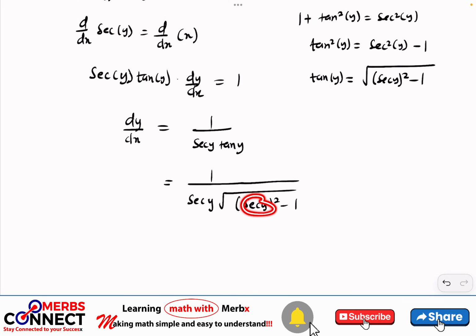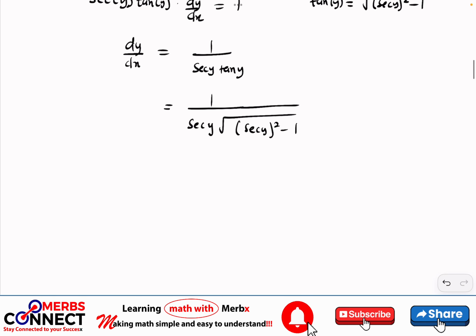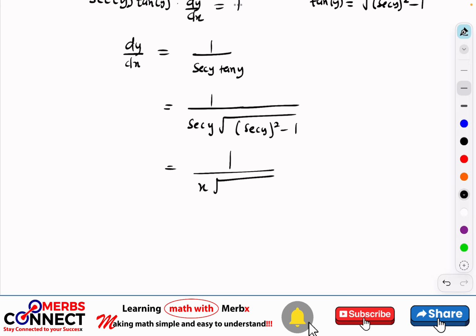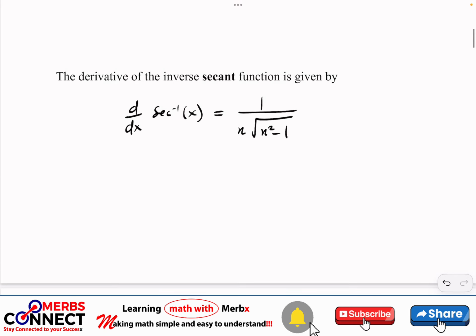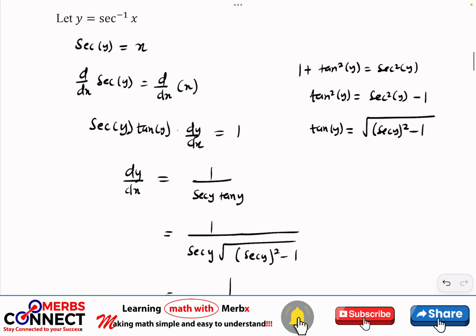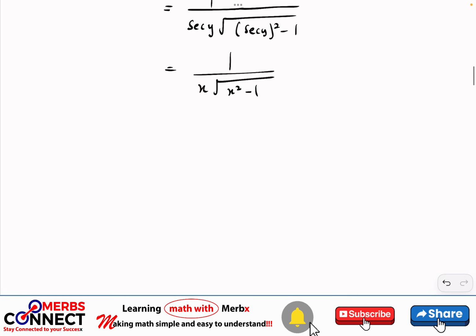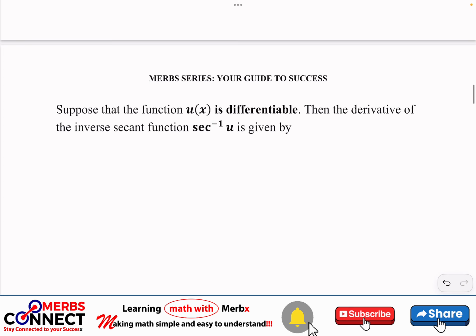But what is secant of y? Secant of y is x, which is here. So we can just do that replacement and have 1 divided by x square root of x squared minus 1. And you can see that this is what we have here. Beautiful. So that is how we can prove that, right? Great. Now going through the proofs helps us to remember that this is accurate. This is the right formula here.